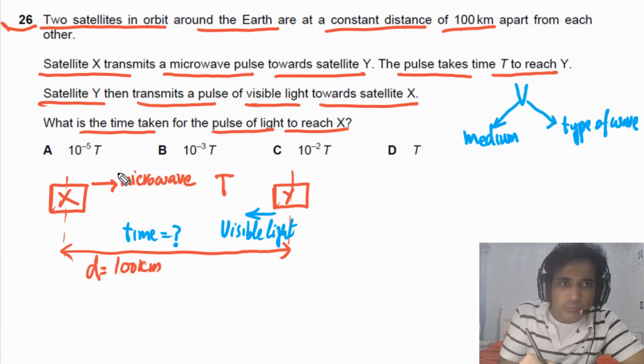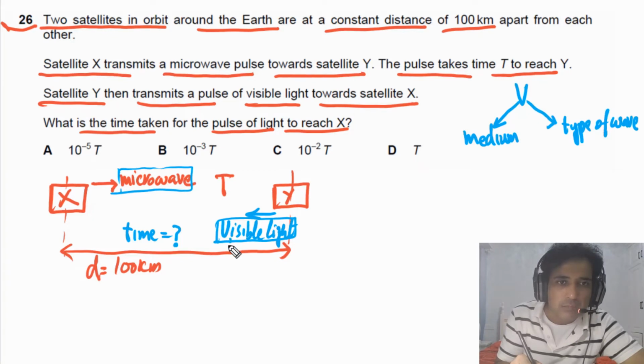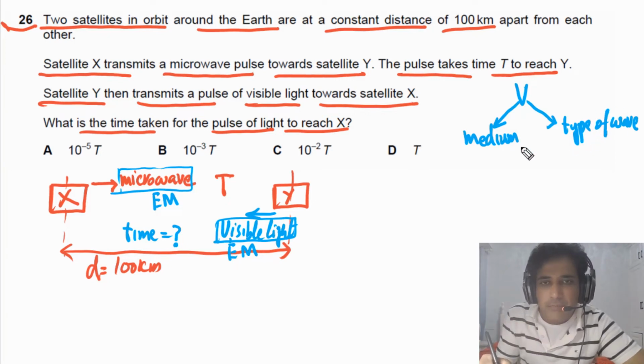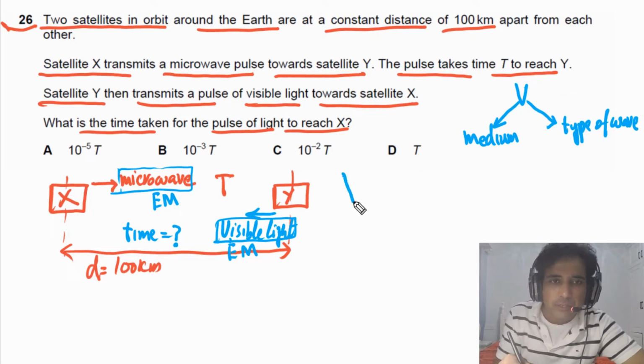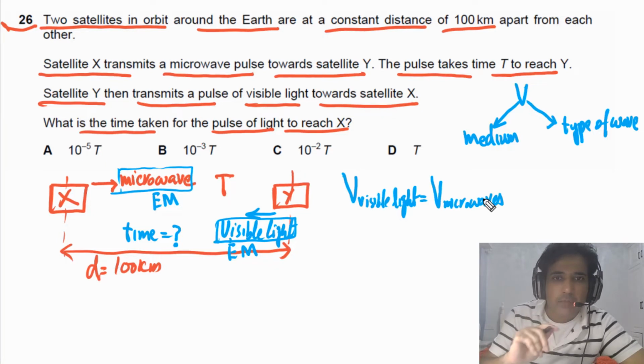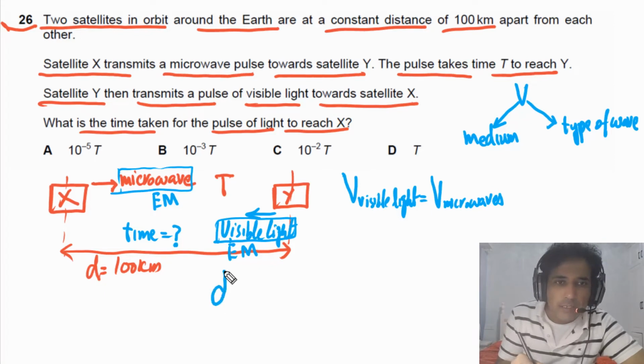If you look at these two waves, means the microwaves and visible light, they belong to electromagnetic waves. It means they belong to the same type of waves, because microwave is an electromagnetic wave and visible light also belongs to electromagnetic waves. As they are the same type of wave and they are in the same medium, it means the speed of visible light is equal to the speed of microwaves. Because they are electromagnetic waves in the same medium, they have the same speed.